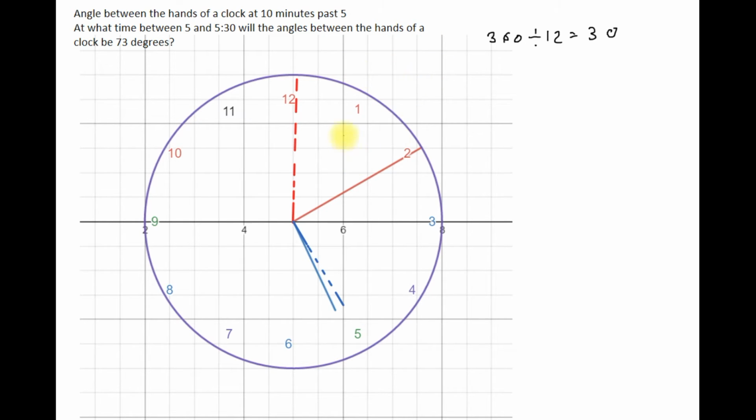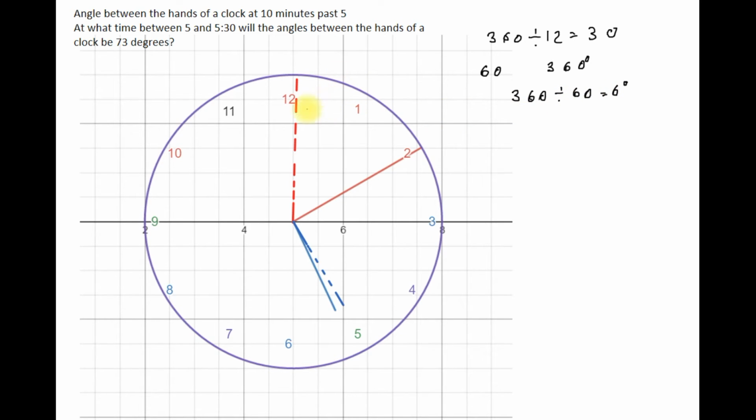Now, the other thing that we should notice is that in 1 hour, the minute hand moves 360 degrees. That means in 60 minutes, it travels 360 degrees. So for every minute, the minute hand moves 360 divided by 60, which is 6 degrees.